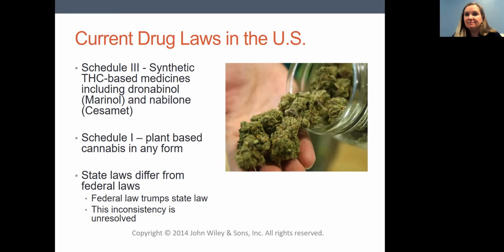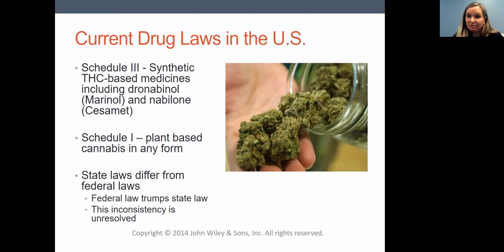So in the United States, just to clarify about the legislation, because it is a little bit confusing and very much in flux from moment to moment. Synthetic THC-based medicines, synthetic meaning we make them in a lab, those are Schedule 3 drugs. So those are drugs like Marinol or Cesamet. The plant-based cannabis of any form is Schedule 1, meaning no acceptable medical uses, and it's just considered to be an illegal illicit drug. So there's no reason to use it.